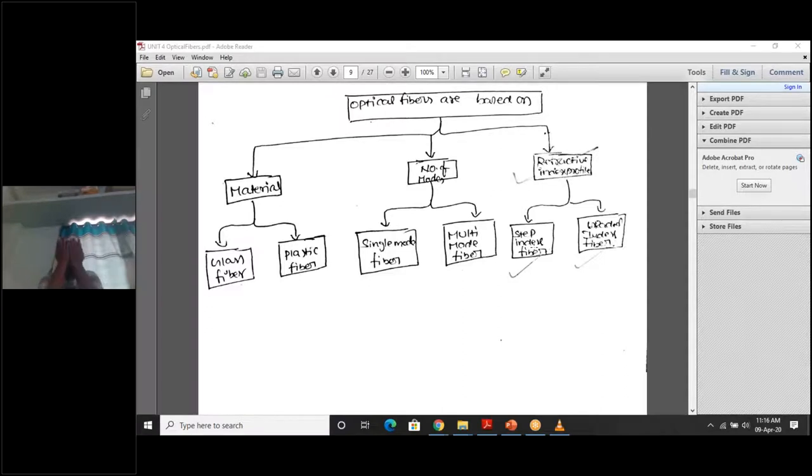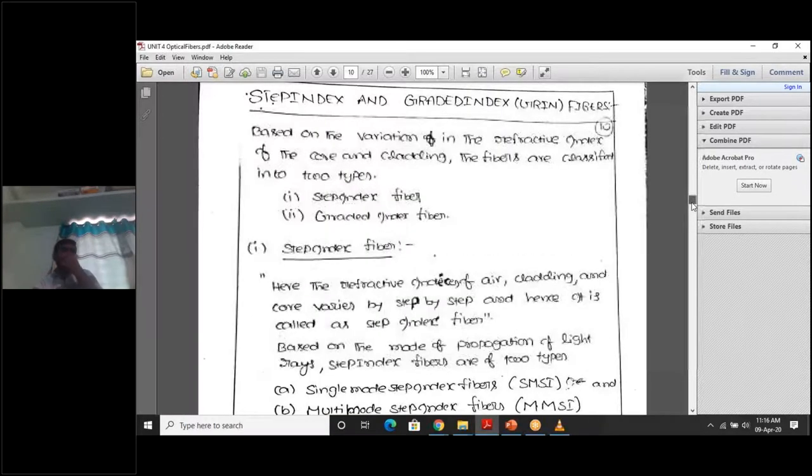Meanwhile, how the question will be asked in the exam, this is also an important question: classify the optical fibers as step index and graded index optical fiber. But of course we cannot distinguish step index from graded index without the help of modes. So modes, single mode fiber and multi mode fiber, are inbuilt in step index and graded index. So don't worry about these modes. These modes will be covered in the step index and graded index fiber only.